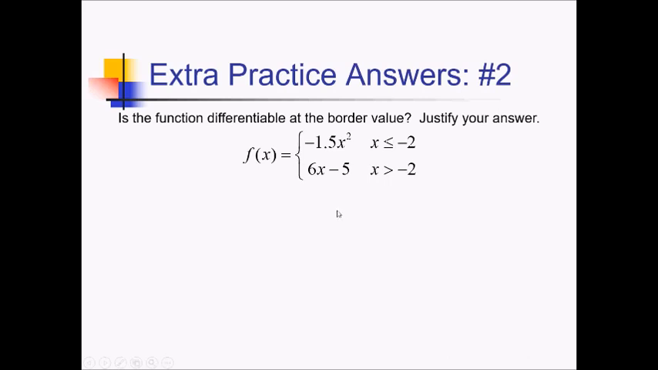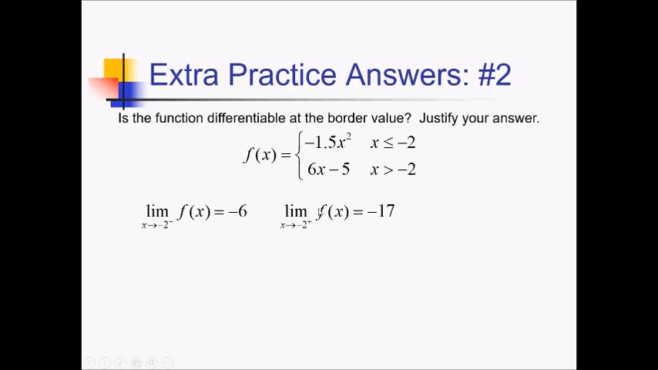So the left side limit as x approaches -2, that's using the less than -2 rule. So this is going to be -1.5 times 2 squared, or 4. So -1.5 times 4, that's going to give us -6. Next, we need the right side limit at -2. That's using the greater than -2 rule here. So that's going to be 6 times -2, which is -12, minus 5, so -17 overall. And that's not even close to our left side limit.